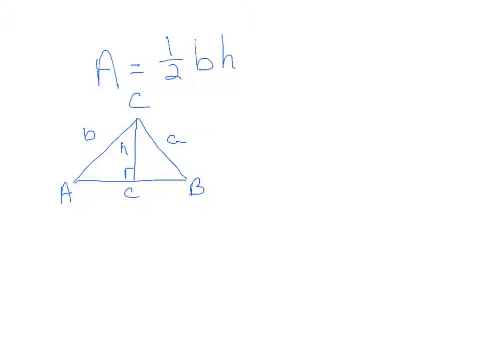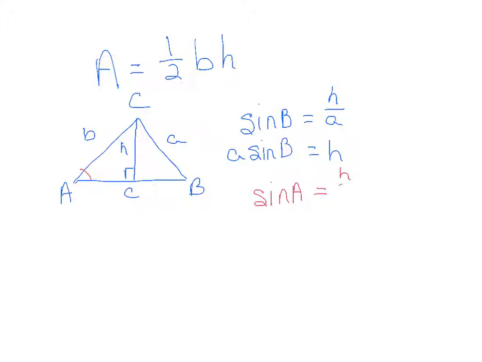And from our trig identities, we know that the sine of angle B is equal to opposite over hypotenuse, or we could say that H is equal to A times the sine of angle B. We could do the same thing with the sine of angle A. We could say that the sine of angle A is equal to H over B. So in this case, H equals B times the sine of A. And then we could even do a similar operation using the sine of angle C. If we dropped a perpendicular from angle A to side A, we could find the sine of angle C.